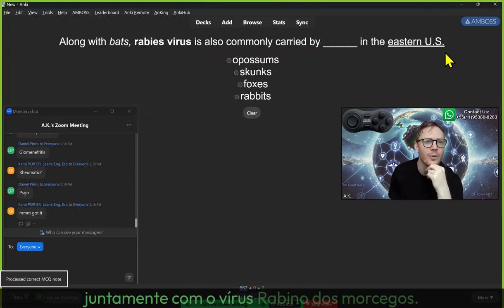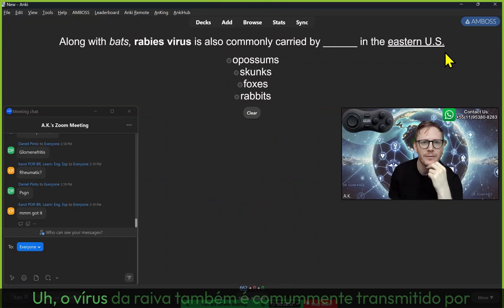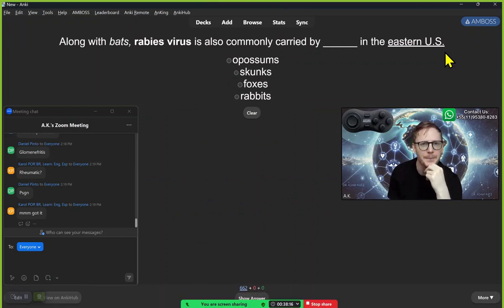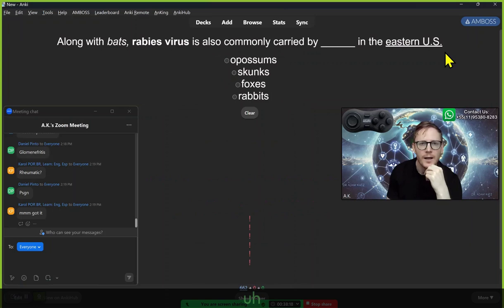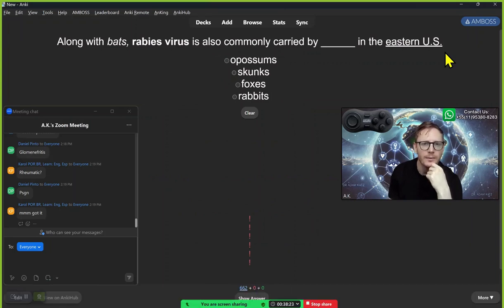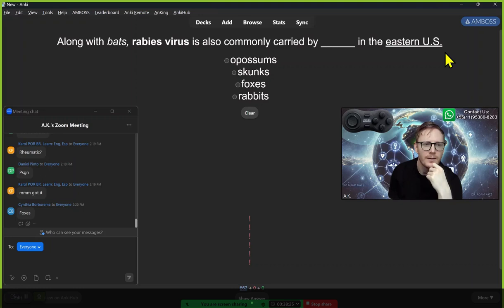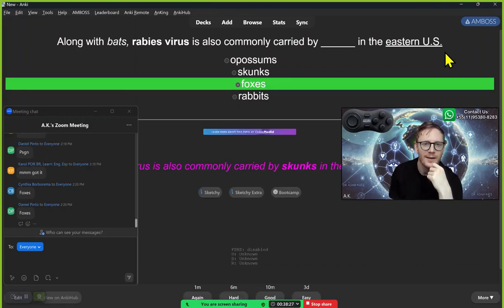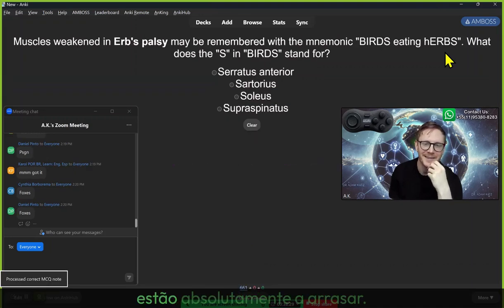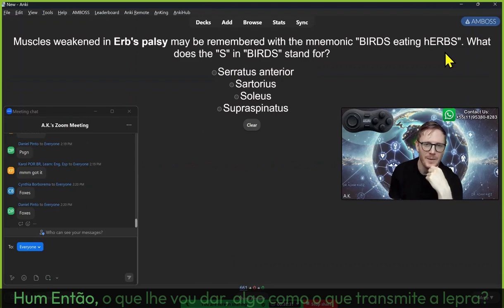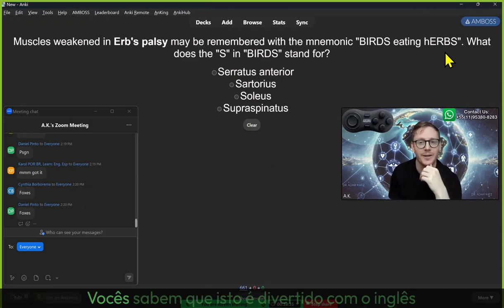Along with bats, rabies virus is also commonly carried by... what also carries rabies, guys? Foxes. Okay, got it right. You guys are absolutely killing it. I'm just going to give you some more: what carries leprosy? Do you guys know?